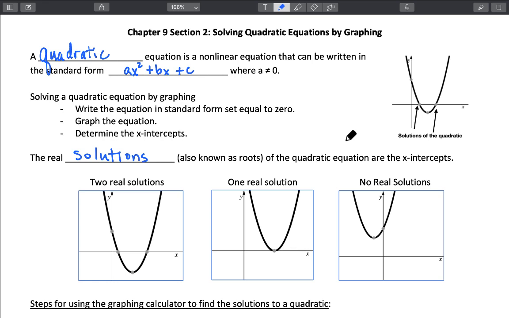Welcome to Chapter 9, Section 2. Today we are going to now start talking about solving quadratic equations. And the first way that we're going to look at solving them is by graphing. So this is a very visual approach to solving quadratics.